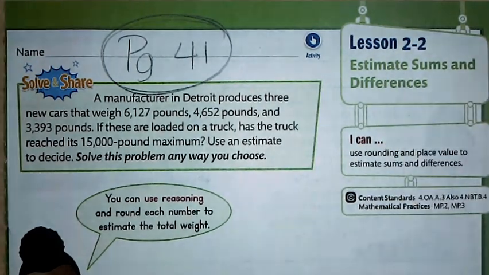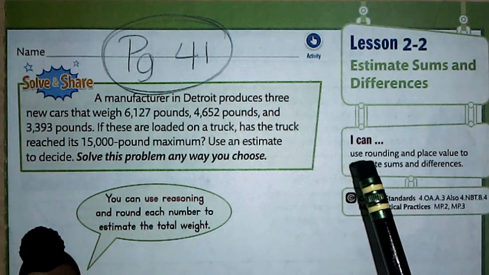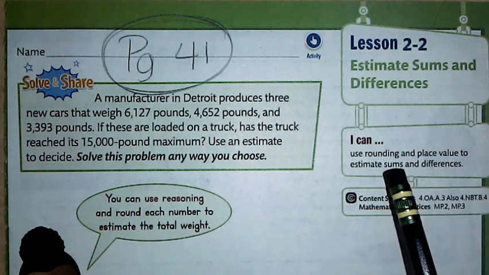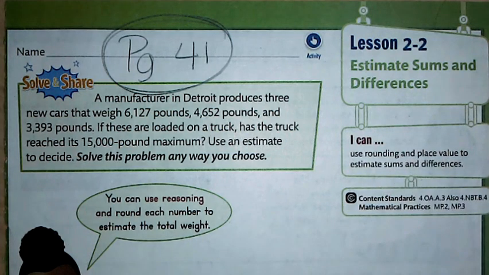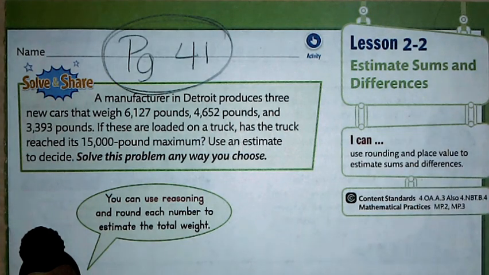All right. Now, as you turn to page 41, I want to give you a quick heads up about what estimating is. Estimating is really just when we take rounding and then we do some of our operations, whether that's addition or subtraction. We're going to use rounding for that. Right down here it says I can, and our I can statement at the end of this, we want you to say I can use rounding and place values to estimate sums and differences. All that means is we're going to try to use the rounding to make some easy problems for addition and subtraction for us to solve.